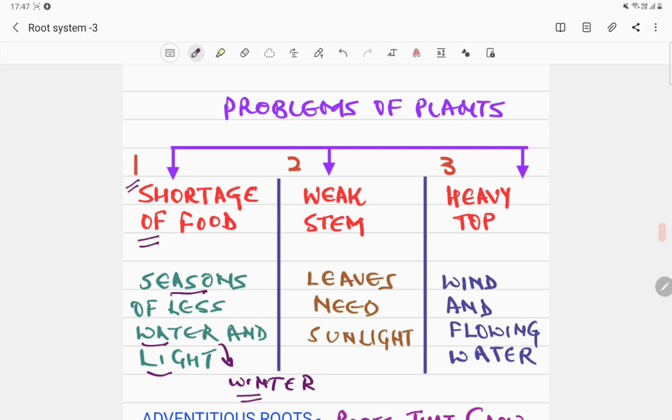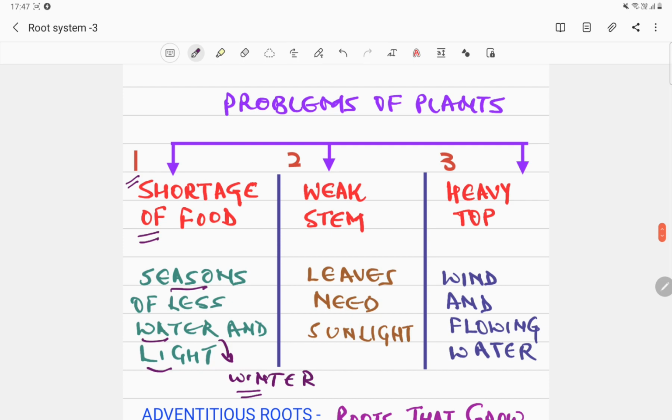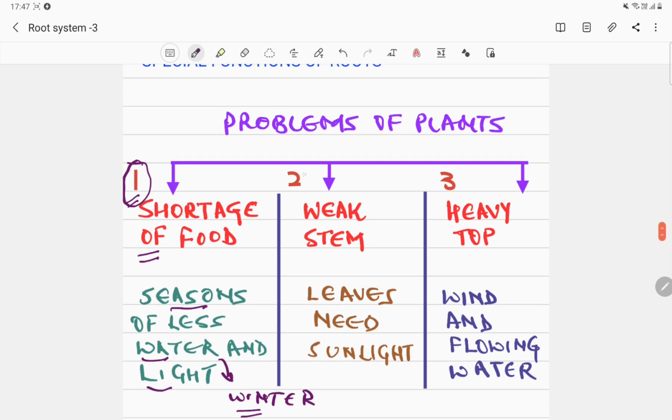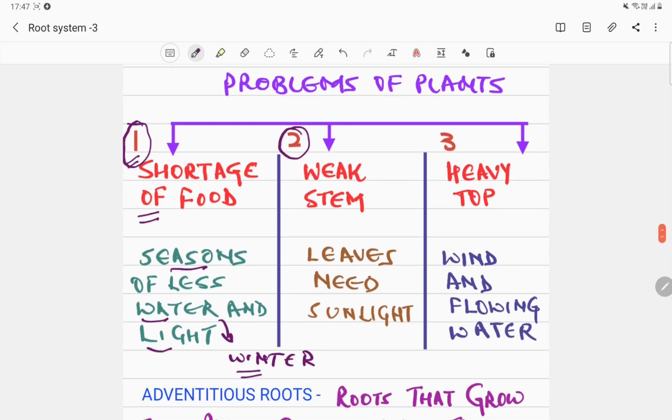So let us just revise the three problems of some plants, not all of them, but many plants suffer from the first problem, which is shortage of food. There is less food available, especially during winters. Some plants have a weak stem, and that's why they are unable to get enough sunlight, and thus they cannot make much food. And the third problem that some plants do face is that they are either too tall or they are too heavy on the top.